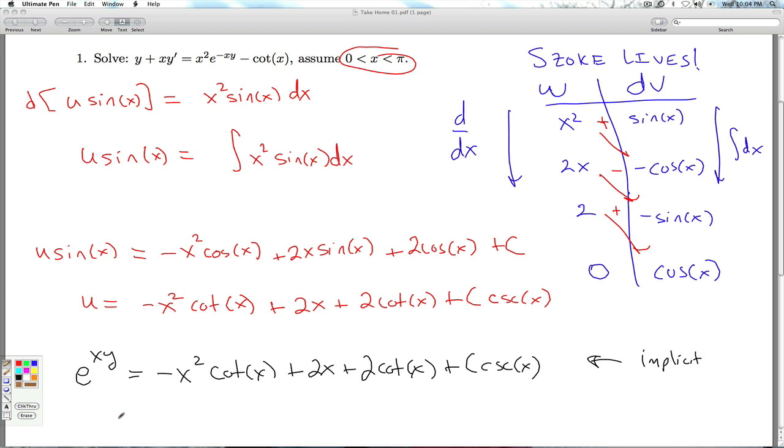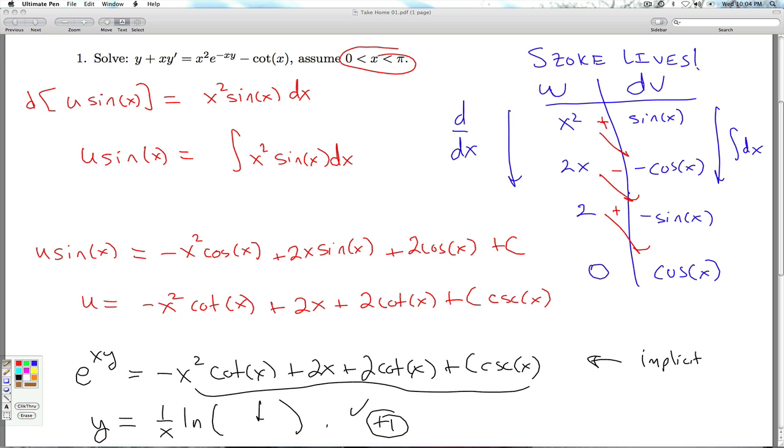To get an explicit solution, we can take the log of both sides and then divide by x. And so if you wanted an explicit solution, you'd have that, okay, on the natural log. Only one of you thought to do that, so that was worth an extra hidden bonus point.